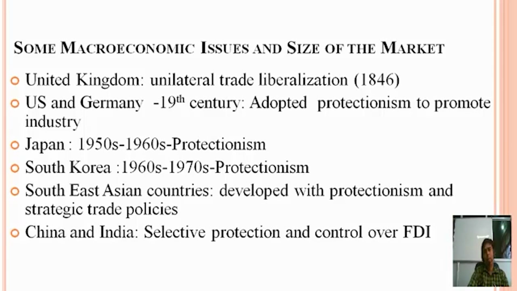Some other macroeconomic issues and the size of the market: many countries have adopted different models to expand their size of the market. The United Kingdom had unilateral trade liberalization, restricting imports from many other countries but enhancing exports only for the United Kingdom, and this continued for many years. The US and Germany in the 19th century adopted protectionism to promote industry. Japan from the 1950s to 1960s also practiced protectionism. South Korea continued with protectionism in the 1960s to 70s. Southeast Asian economies also developed with protectionism and strategic trade policies. China and India also adopted selective protection and control over FDI.